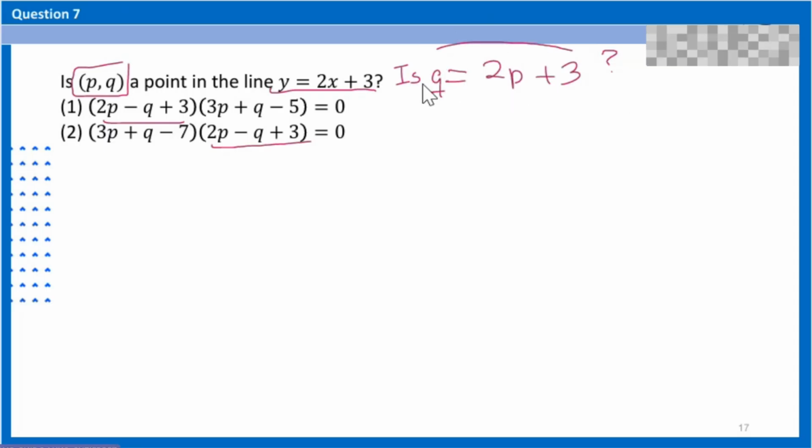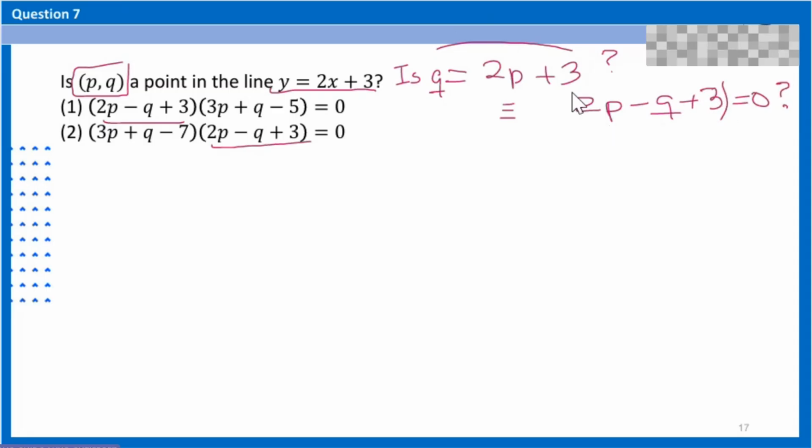Why? Because if you place q on the right side of the equality, this is equivalent to asking whether 2p take away q plus 3 equals 0. That is the true question. Notice, this is precisely the expression appearing here and here. So, is that expression equal to 0?